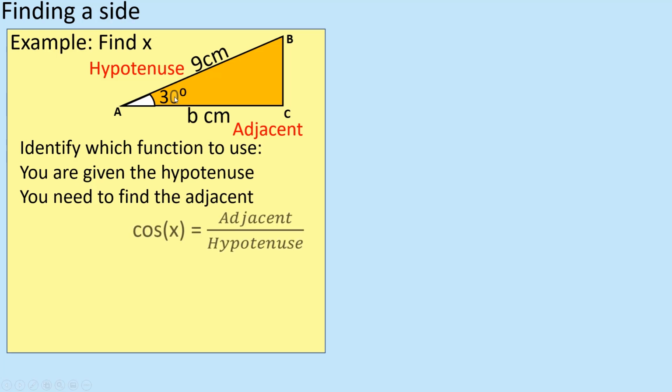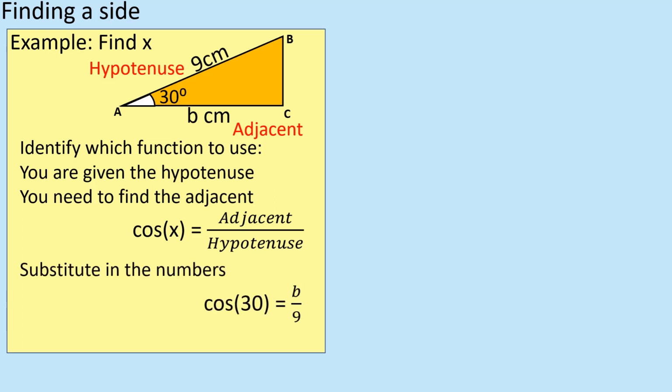All right, so now you're going to put those into the one that's most appropriate, which is cos, because cos has adjacent and hypotenuse in it. When I put the numbers in, you'll see what happens. You've got cos 30, that's the angle, is equal to b over 9. All right, and that is relatively straightforward in terms of rearranging it, because this is divided by 9, and then I just do the inverse, so the cos 30 and times it by 9. So I'm doing 9 times cos 30 equals b.